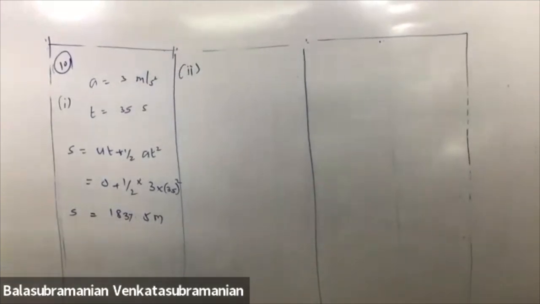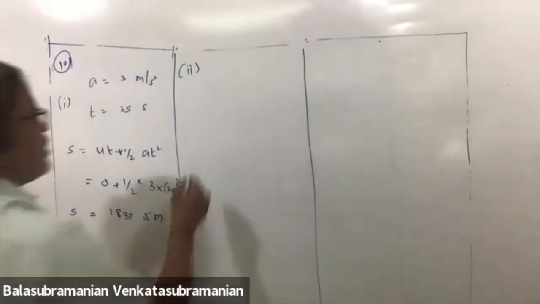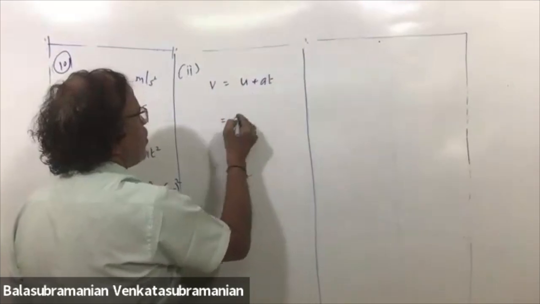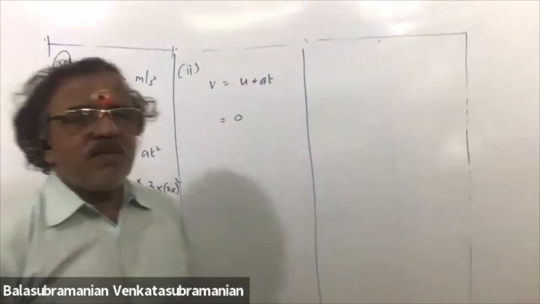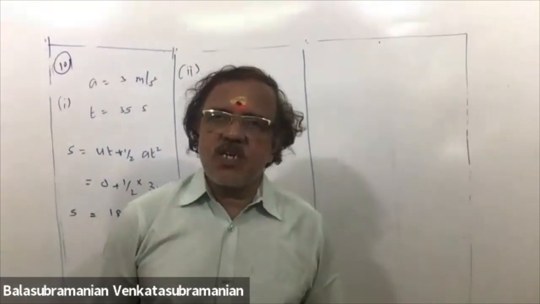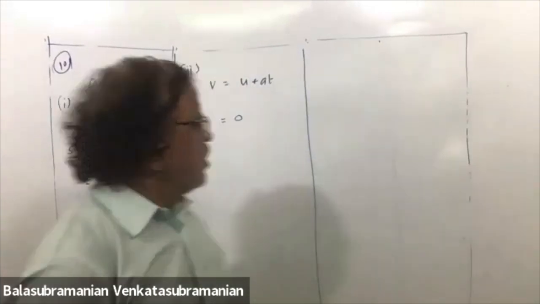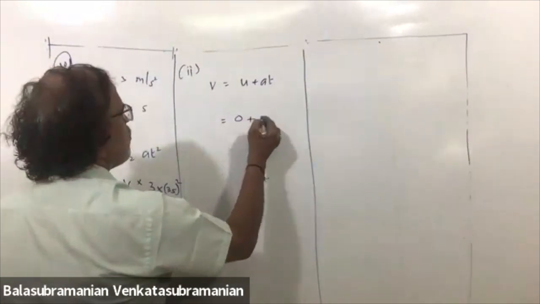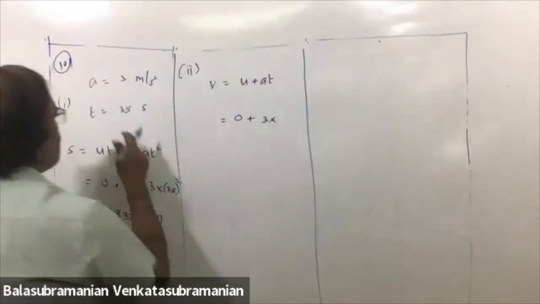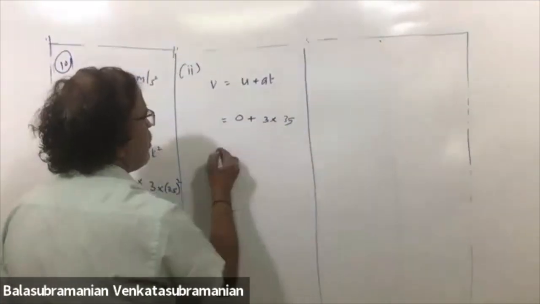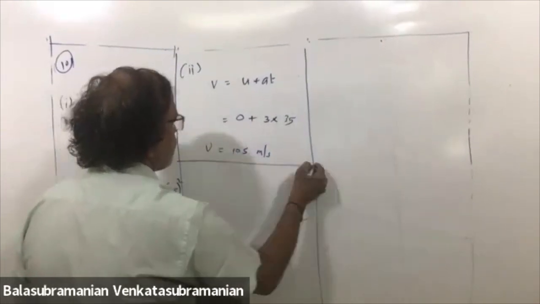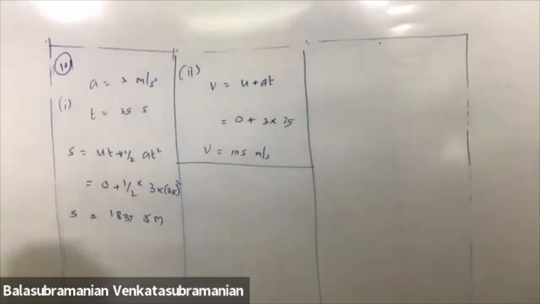Next, we have to calculate the velocity. What is the final velocity formula? V is equal to u plus at. At the time of starting, u is equal to 0. Acceleration is 3, time taken 35. 105 meters per second. Straight problem.